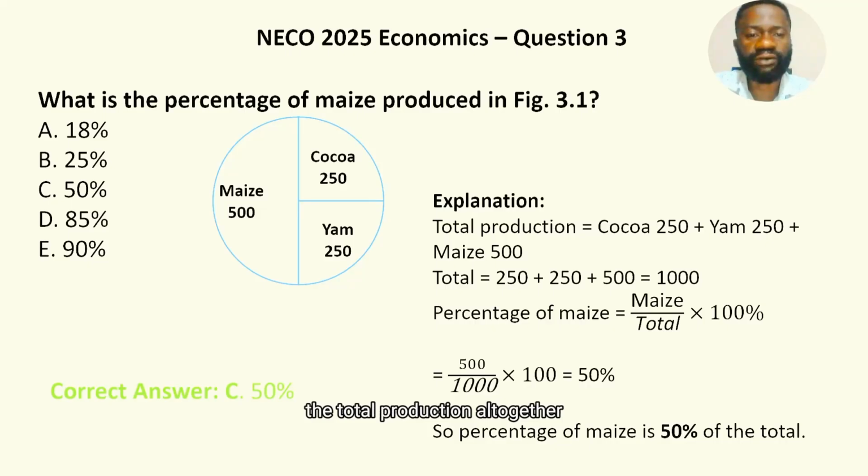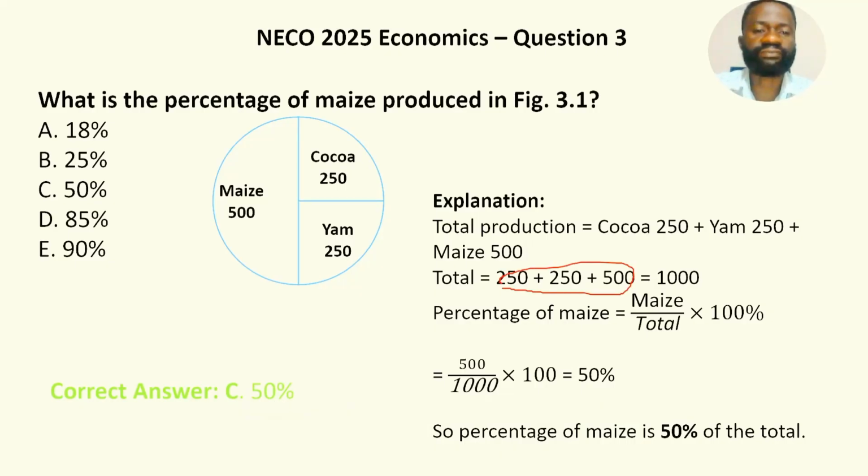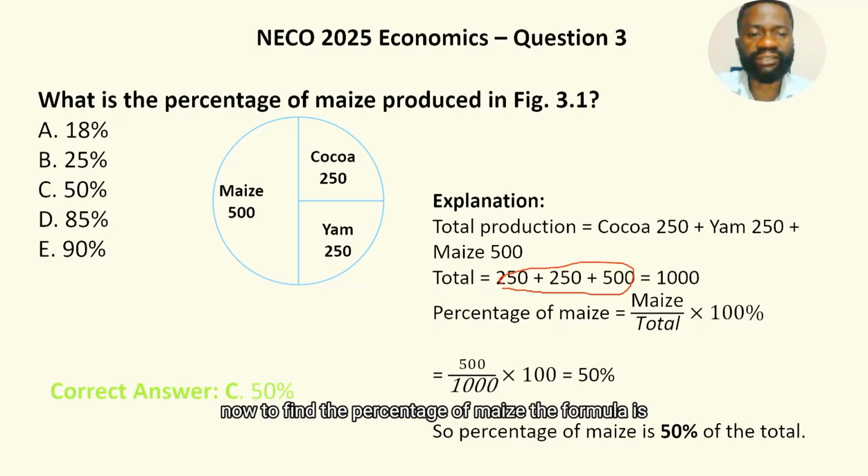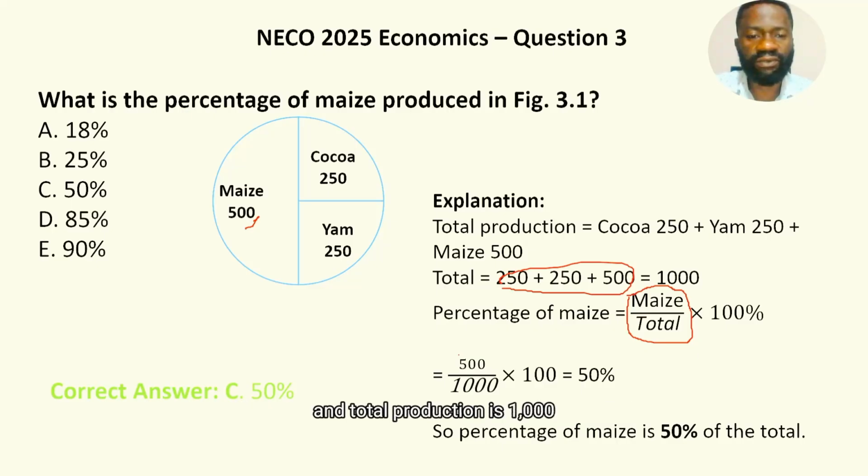Now, let's look at the workings. The total production altogether is 1,000. That is the sum of cocoa, 250 plus 250 plus this, and this gives us 1,000. Now, to find the percentage of maize, the formula is the number of maize produced over the total production times 100. Now let's insert this figure into the formula. The total number of maize produced is 500 and total production is 1000. So multiplied by 100, that gives us 50%. I hope that is taken.